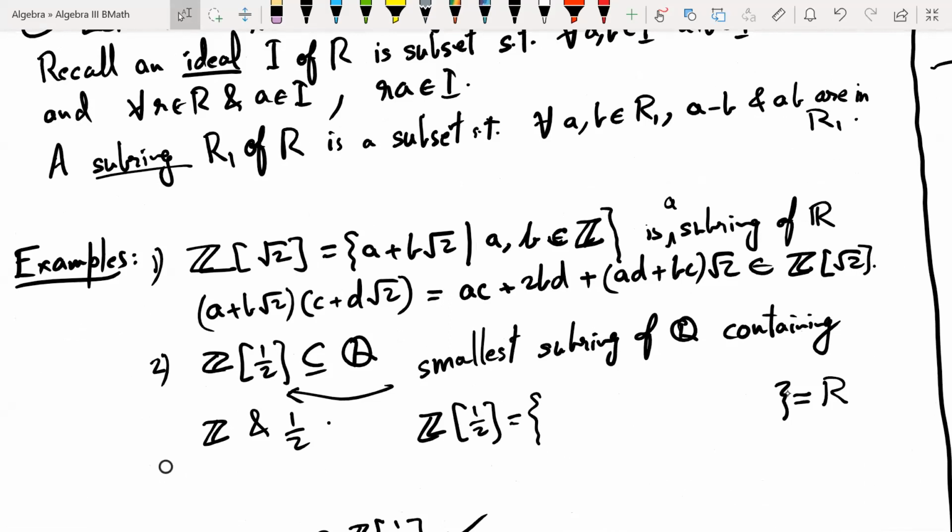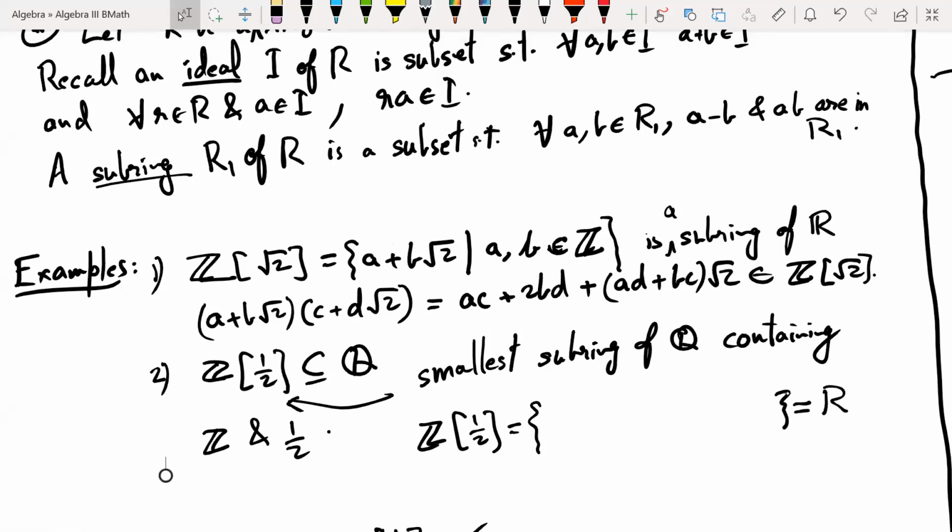So what can you say, how do you describe such a subring? If I want to give some explicit description like this, what will be the description? So we know half will be there. Of course, half plus half is 1. 3 over 2 will be there and so on. Z plus half for Z integer.